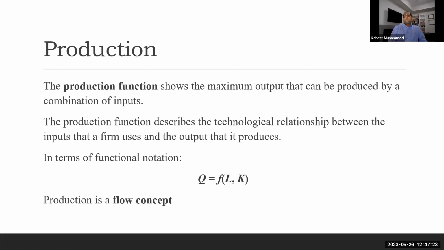Output is a flow concept because we measure the output over a certain period of time, like how much we produce daily, weekly, monthly, yearly. This is not about how much you produce at this moment. That's not the way we measure. So it's a flow concept, not a stock concept.